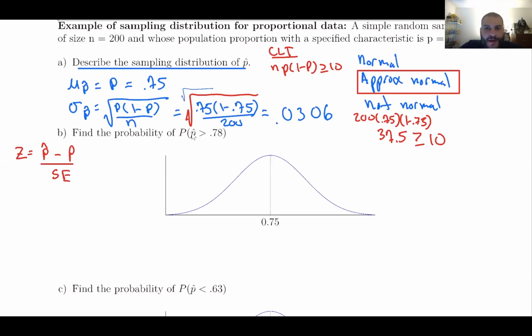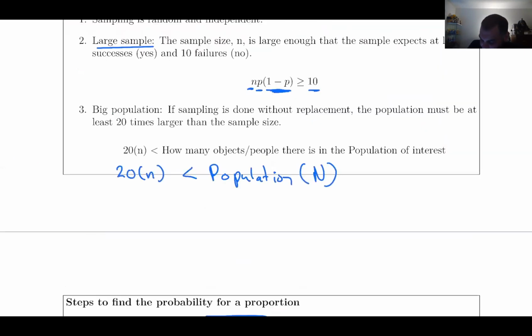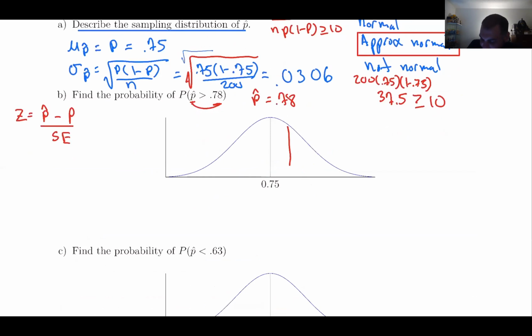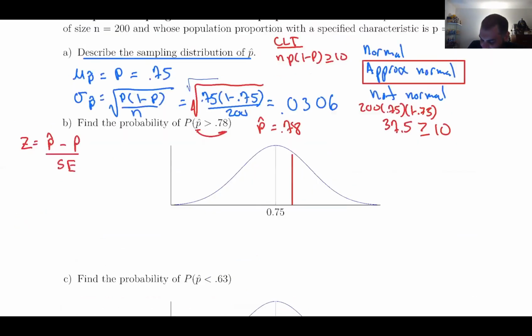So let's move on to part B. Part B says find the probability of p hat being greater than 0.78. So they're telling me p hat has to be greater than 0.78. In this scenario, p hat is equal to 0.78. If I draw 0.78, I'm going to draw it to the right-hand side of 0.75.